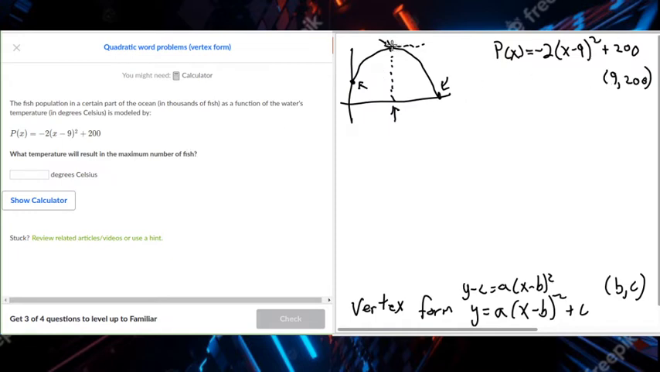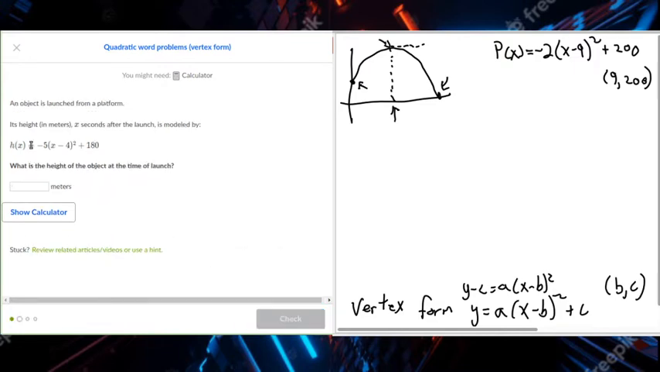And so the question is, what temperature will result in the maximum number of fish? That's asking for the highest point, and here's our temperature in Celsius, and here's the number of fish in thousands. So when it's 9 degrees Celsius, there are 200,000 fish. Vertex form is really great for this. If you want to find the maximum or minimum, vertex form is the perfect form for that.